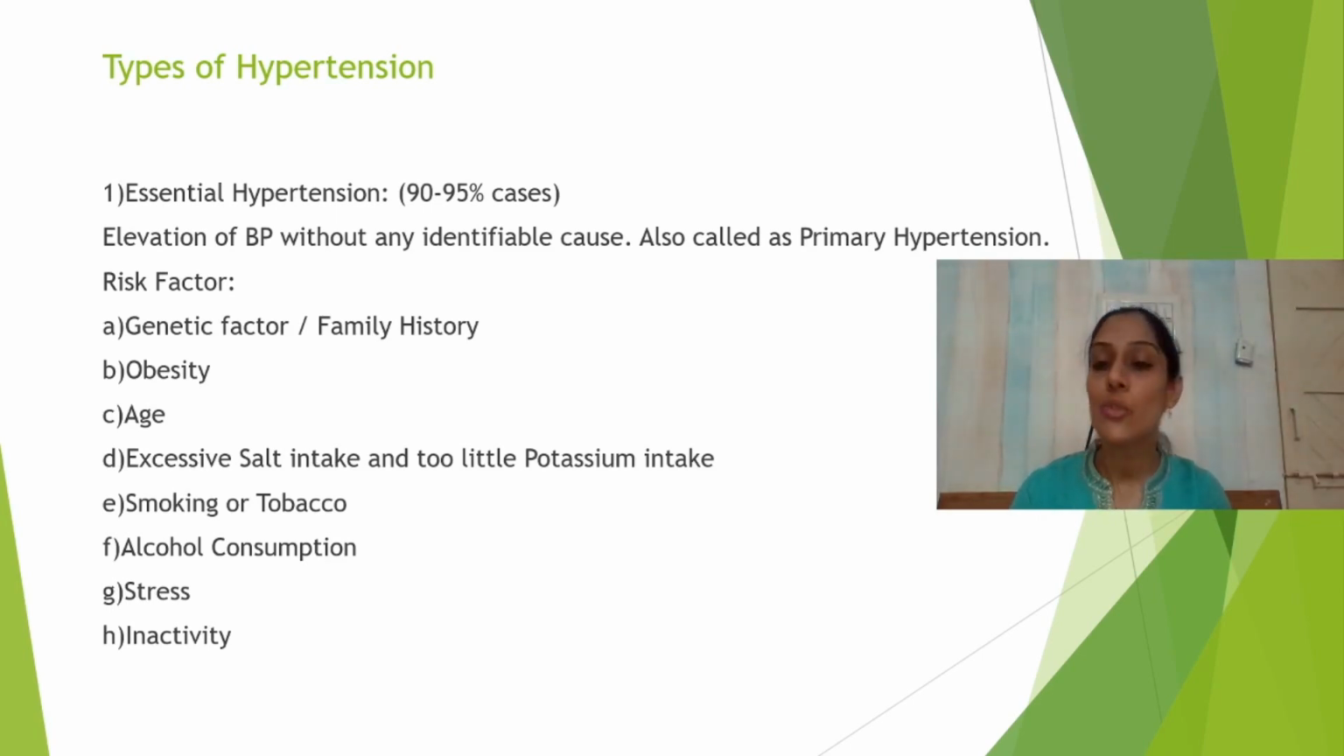The next is stress. Stress is commonly seen nowadays. Lifestyle has become so stressful that this can also lead to hypertension. Now, inactivity and obesity both go together. If a person is obese, then he is generally found to be inactive. And as I have explained, an obese person has more surface area, so the heart has to work harder to pump blood to each tissue, to supply oxygen and nutrients. So this can lead to hypertension.